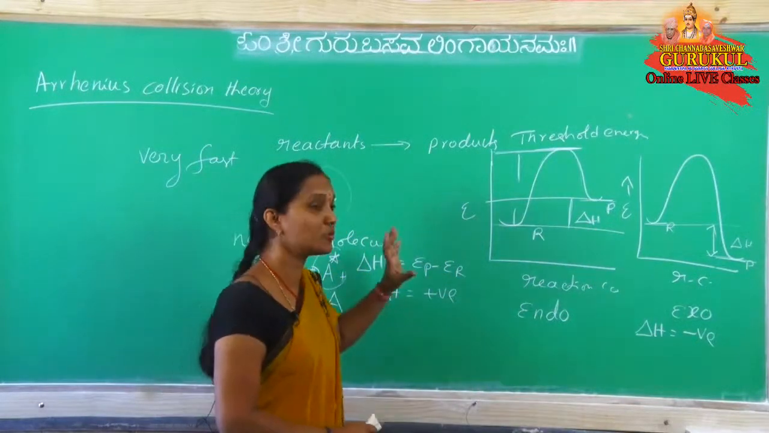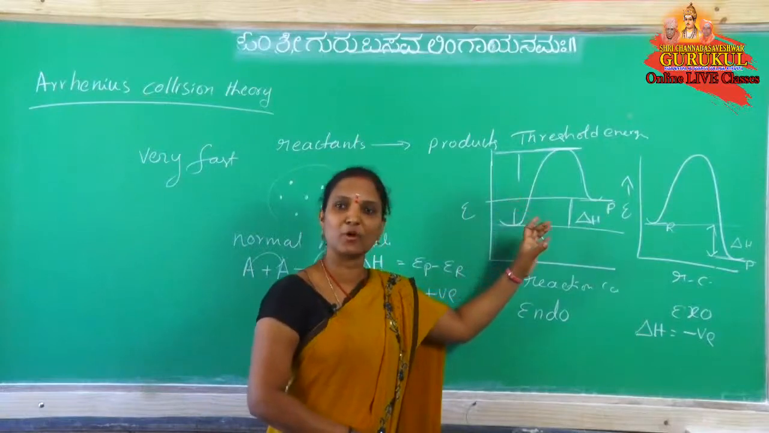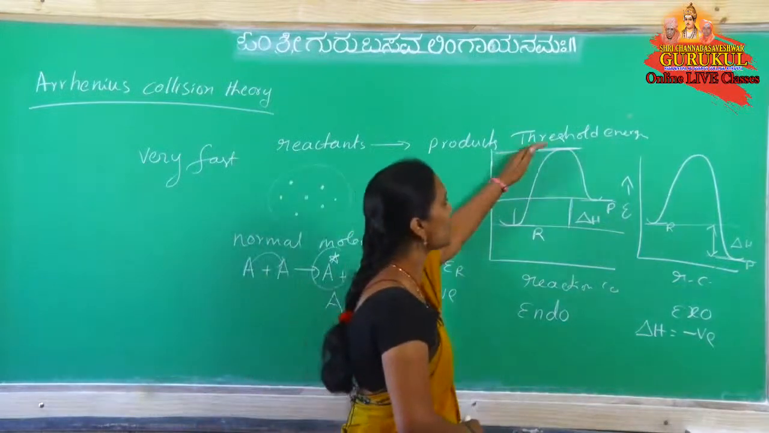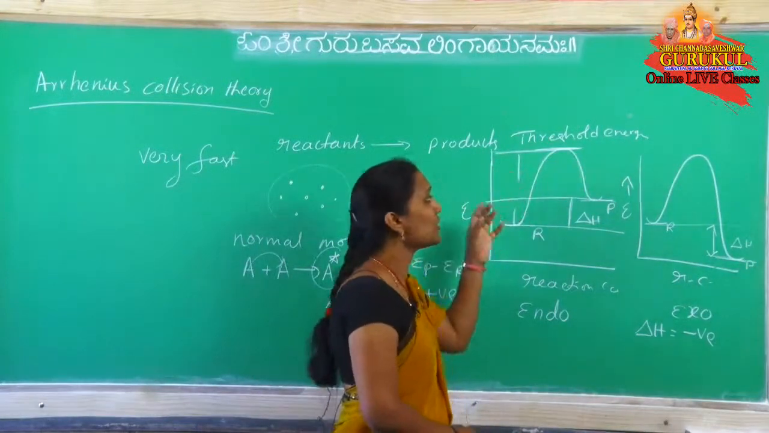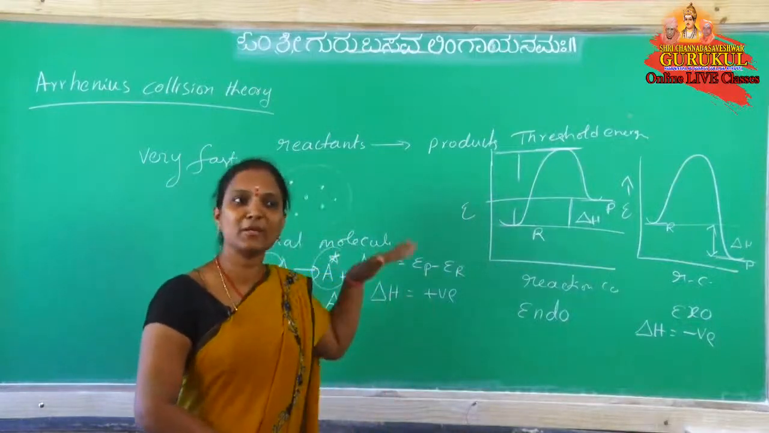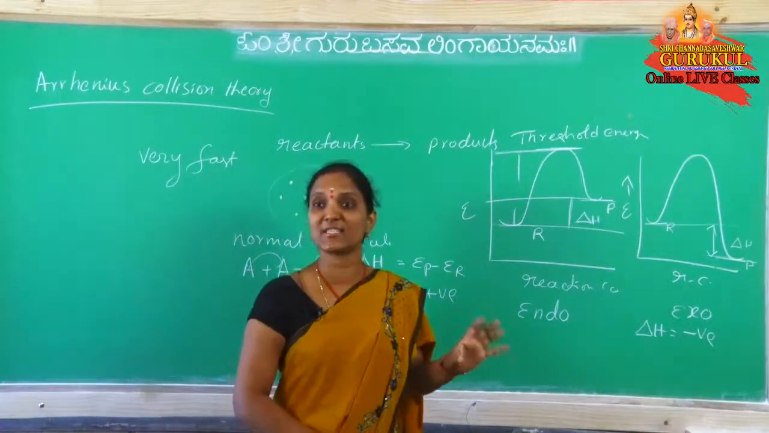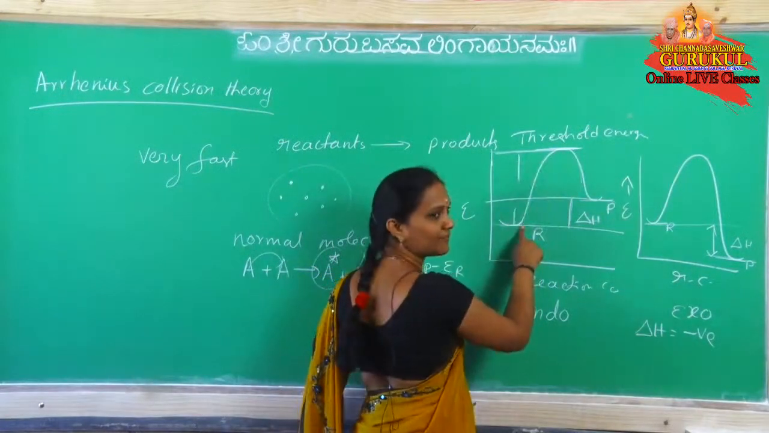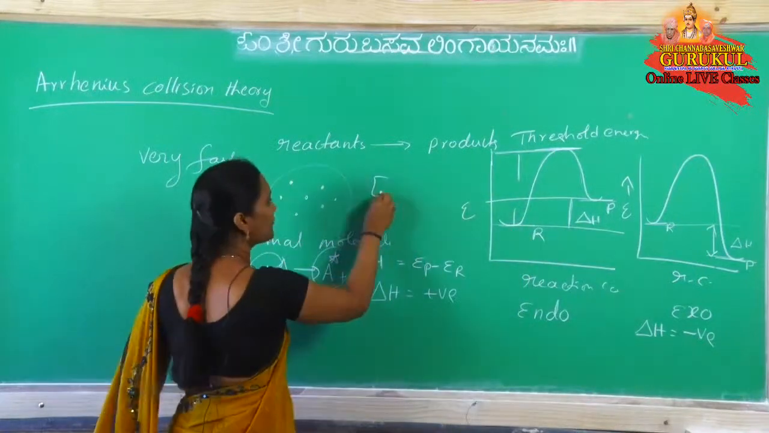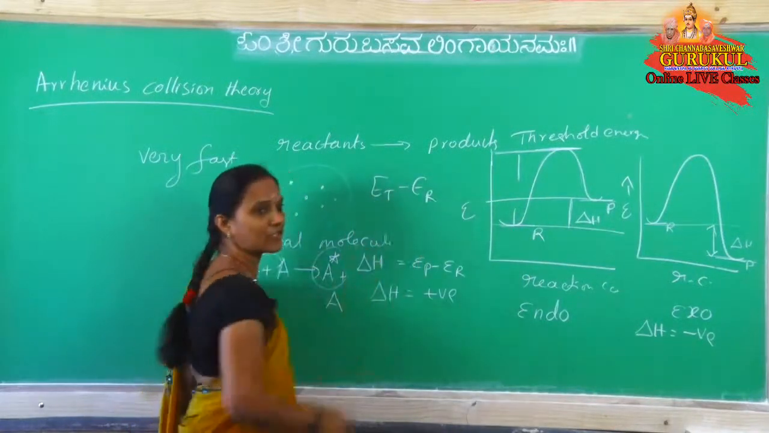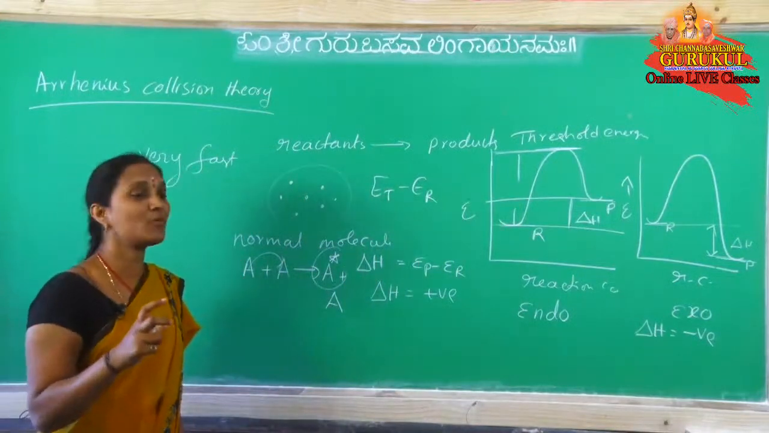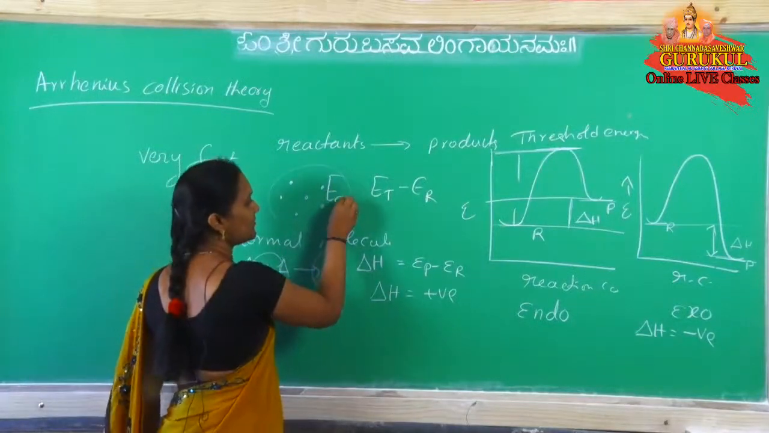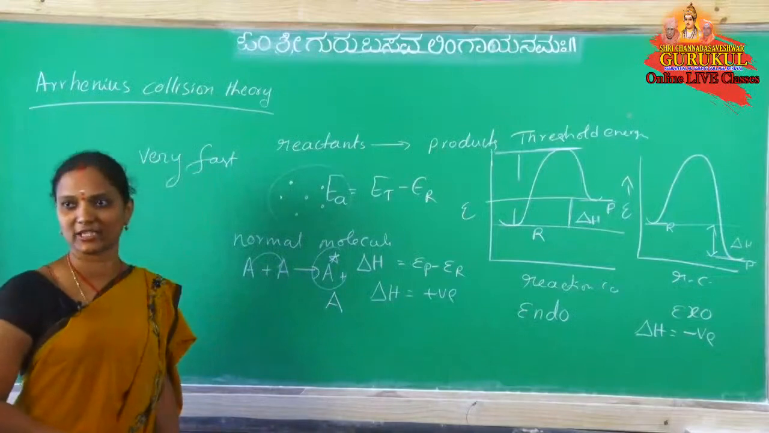So during collisions, some of the reactant molecules gain energy from one molecule to another molecule. Some molecules cross this threshold energy barrier, and those molecules change to product. The remaining molecules stay as they are. That's why most reactions are slow reactions. Now how much energy is gained here? This one minus this one: threshold energy minus the energy of the normal reactant molecules. That much energy is gained. So the energy required to cross this threshold energy barrier is the activation energy.